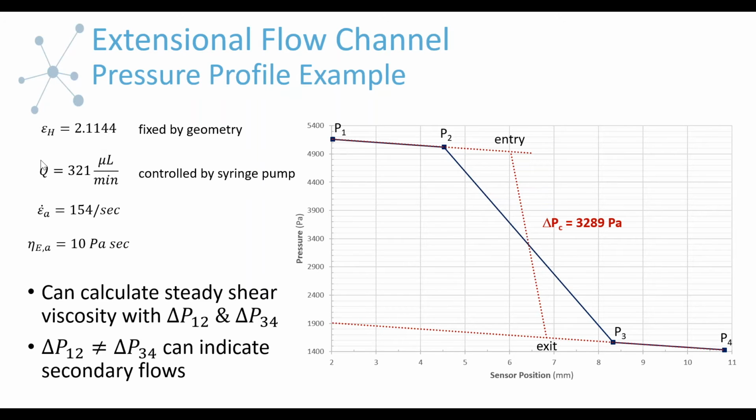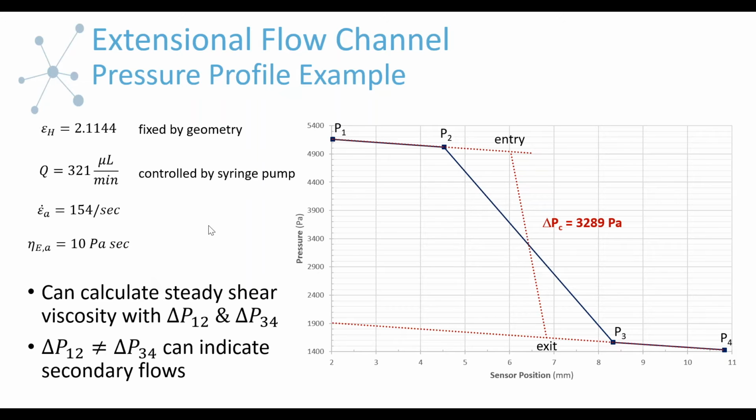And knowing the other parameters, basically the Hencky strain is fixed by the geometry. It's fixed basically by the dimensions of this contraction. Knowing the flow rate that we applied, because we controlled this with the syringe pump, we can then calculate the extensional rate and then calculate the extensional viscosity.